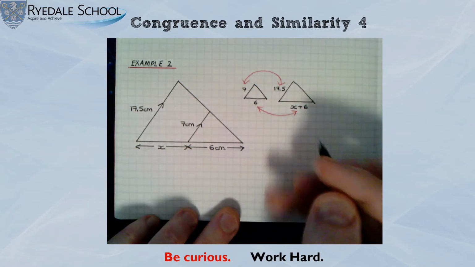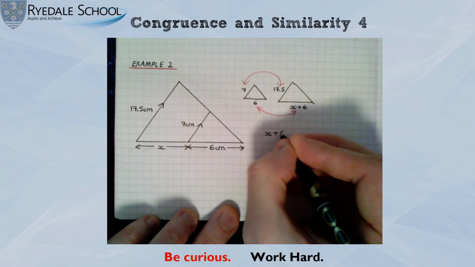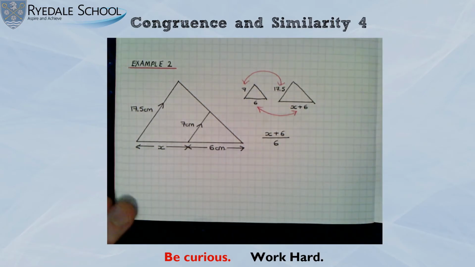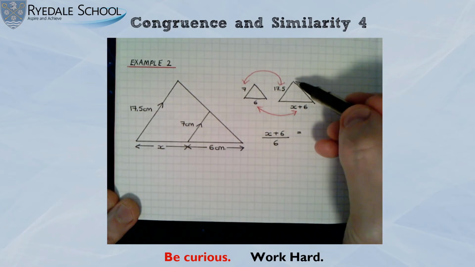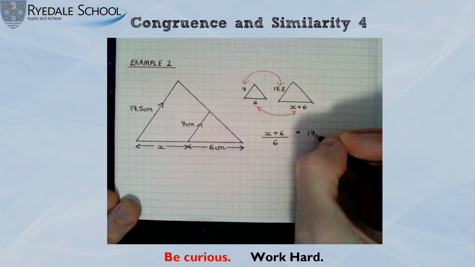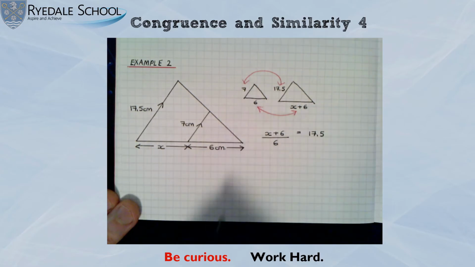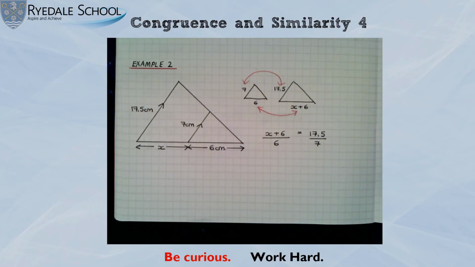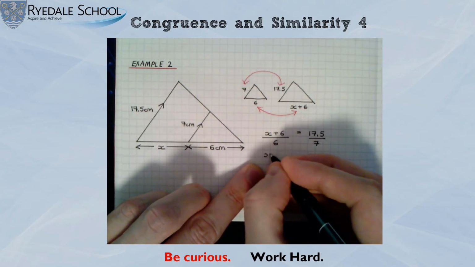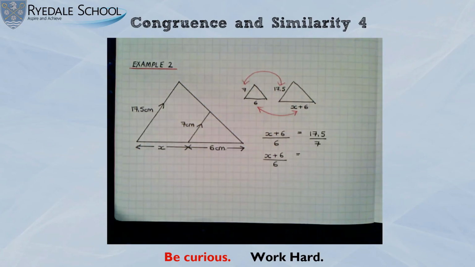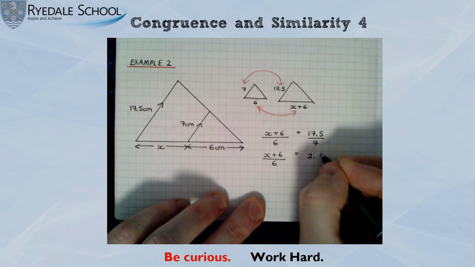So I'm going to start with this base, x plus 6, and since I'm pairing it with the 6, divided by 6 must equal, now I've started on this triangle, so I need to start on this triangle again, 17.5 divided by 7. Okay, now again, if you want to use your calculator, you can, because 17.5 divided by 7 comes out as a nice value. It comes out as 2.5.